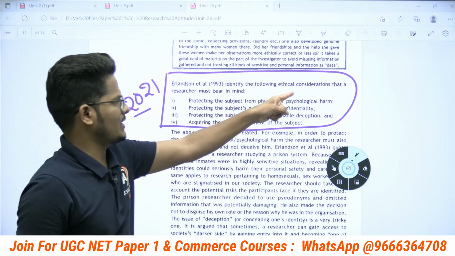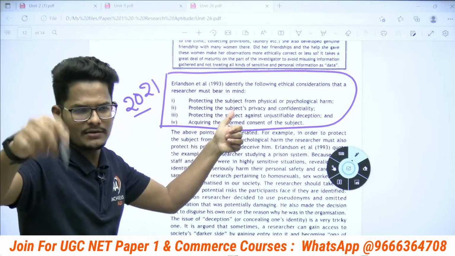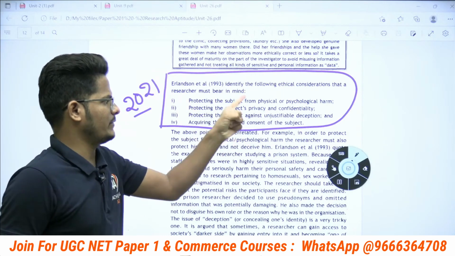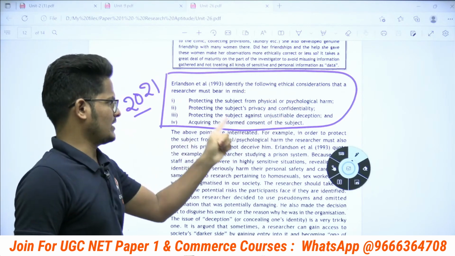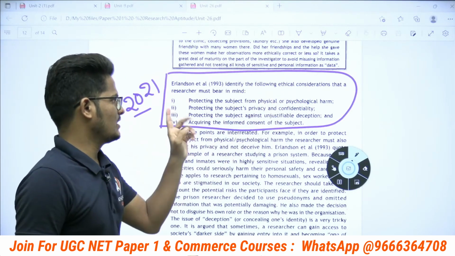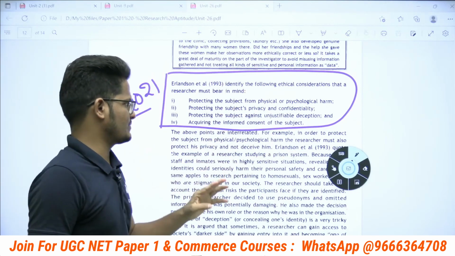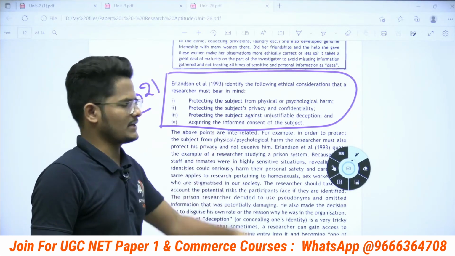Elders and identify the following ethical considerations a researcher must bear in mind. Protecting a subject from physical and psychological harm. Protecting the subject's privacy and confidentiality. Protecting the subject against unjustified deception, and acquiring informed consent of the subject.